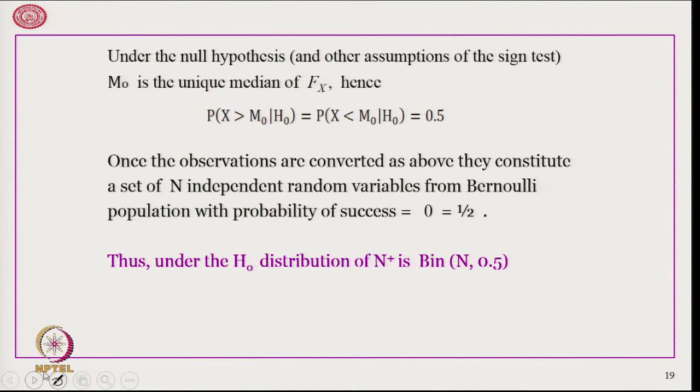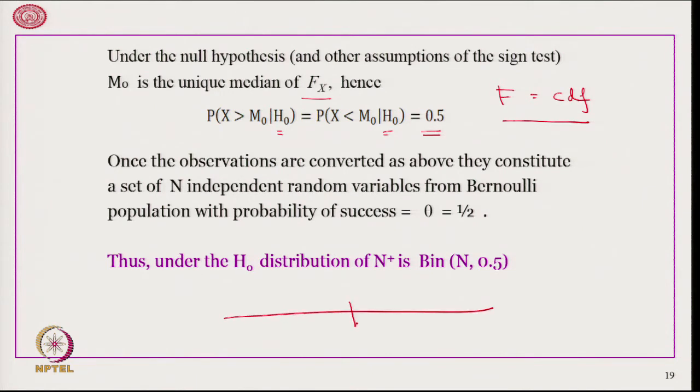Now, under the null hypothesis, let us see what happens. m naught is the unique median of F(x), where x is the underlying random variable and F is the CDF, that is the cumulative distribution function. Therefore, probability x is greater than m naught under the null hypothesis is the same as probability x is less than m naught under the null hypothesis, and that value is equal to half. That is very easily understandable, because if m naught is the true median, then we would expect half of the observations to be here, greater than m naught, and the other half to be here, less than m naught. All these are going to give me plus signs and all these are going to give me minus signs.